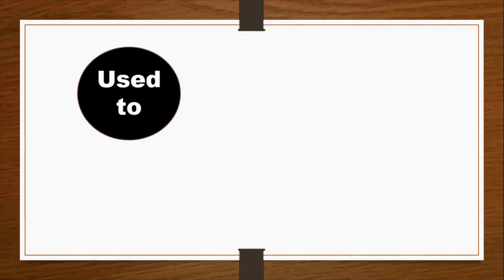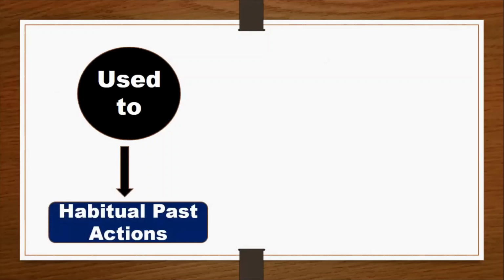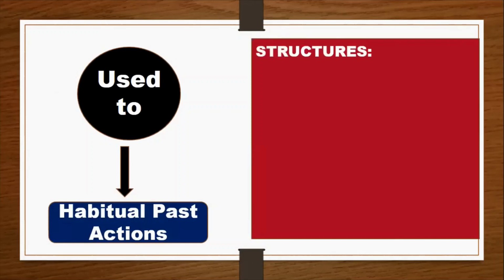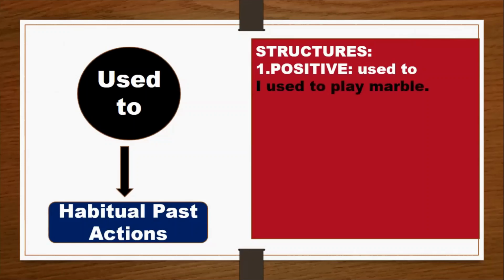Next probable question from grade 11 is used to. First, where do we use used to? Used to is used with habitual past actions. What about the structure? We have 3 major structures of used to. If it is positive, the affirmative sentence takes used to. For example, I used to play marbles.